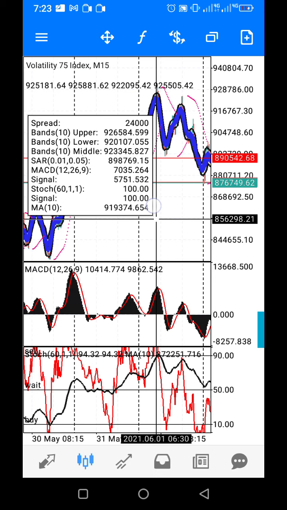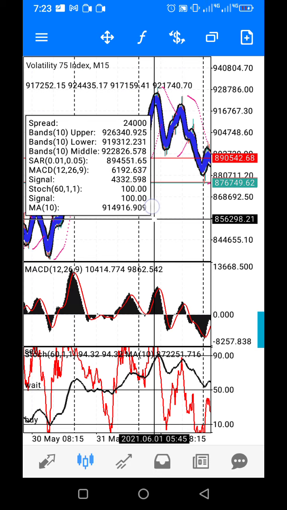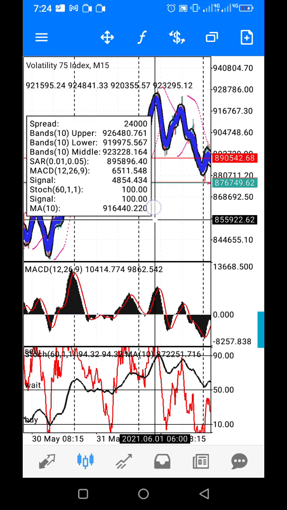See, your MACDs are at the peak already. They're at the peak of the black shadow. It's never accurate. It's at the peak of the black shadow there, and you see it coming down, and you see this one coming down. This is just a very perfect trade.